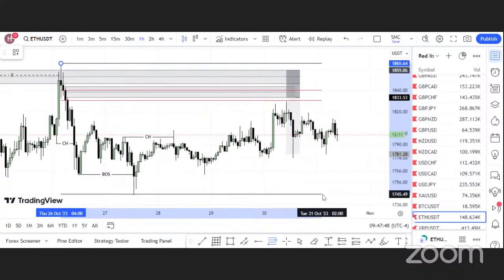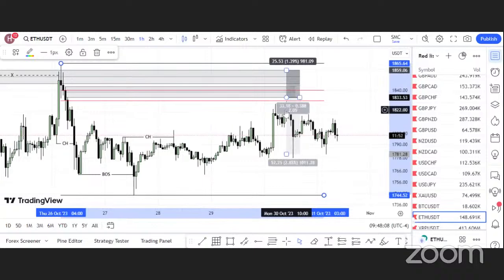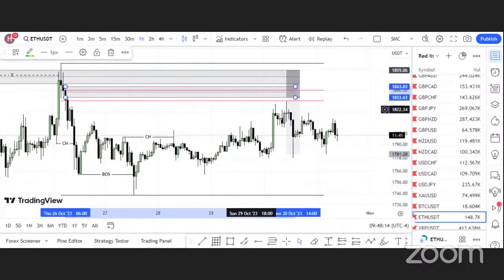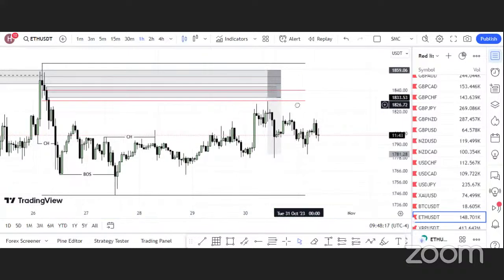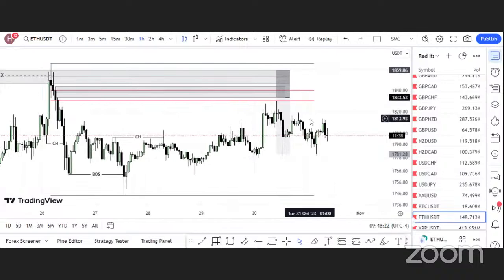So let me see if we can. All right. So you see, it aligns well. Still didn't get to our entry, even with our Fibonacci. So this kind of scenario also happens in the forex market. Okay, it happens. All right, it happens.